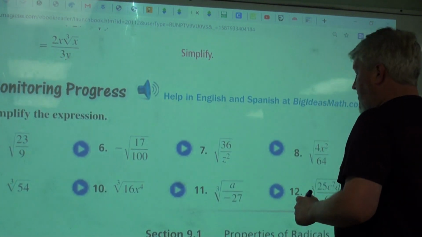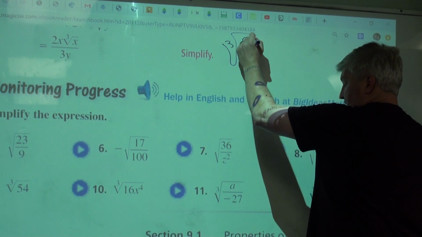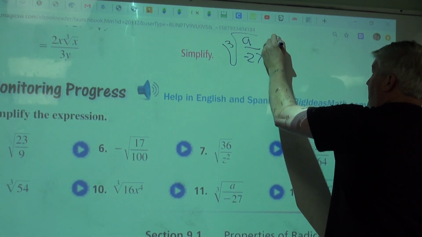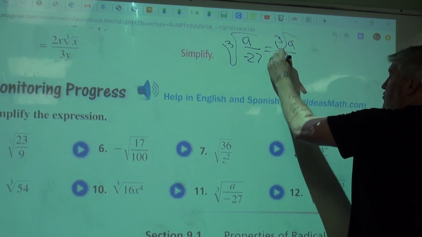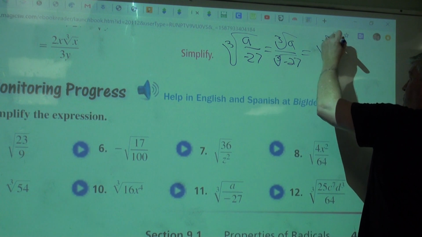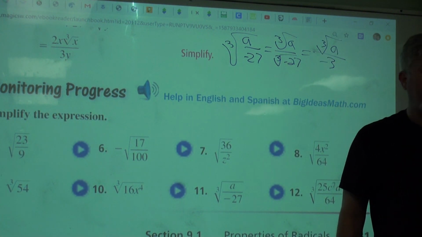And then number 11. The cube root of a over negative 27 equals the cube root of a over the cube root of negative 27. The cube root of a is done, nothing we do with that. The cube root of negative 27 is negative 3. So it's negative the cube root of a over 3.